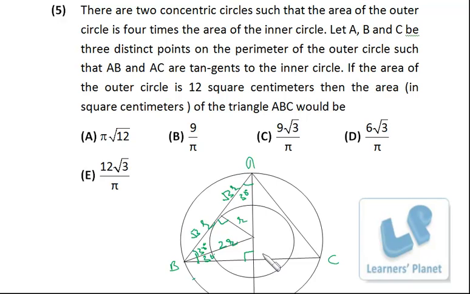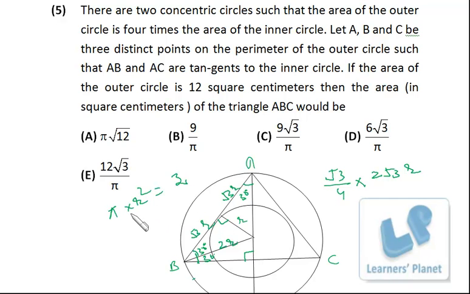Now what is the area of an equilateral triangle? That is root 3 by 4 side square. Now side is over here 2 root 3 R. Right? So this is the area of this triangle. Now R is actually pi into outer circle is 2R. So area of inner circle is pi R square is equal to 3. Right? Area of inner circle is 1/4 of this.